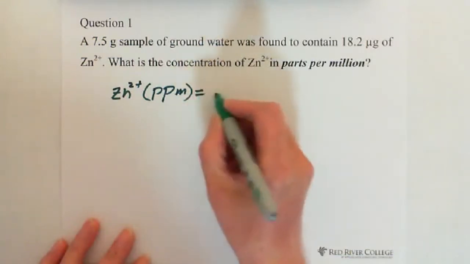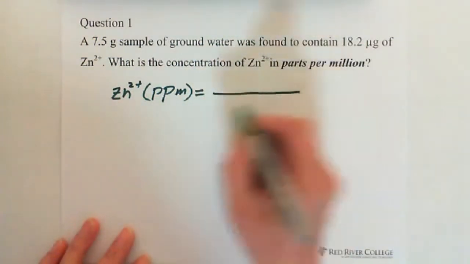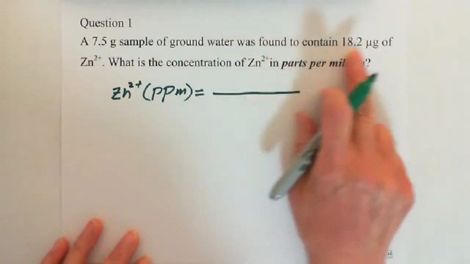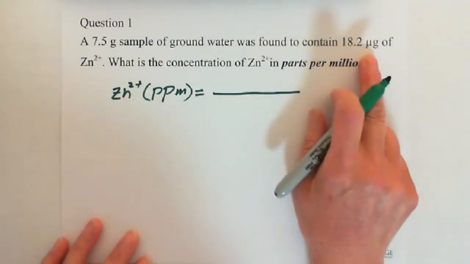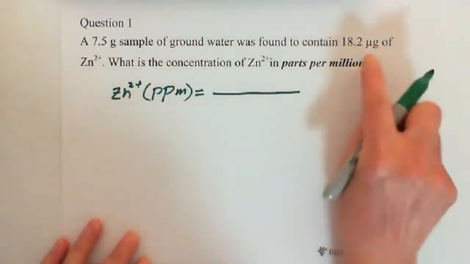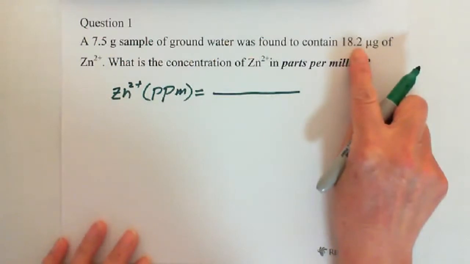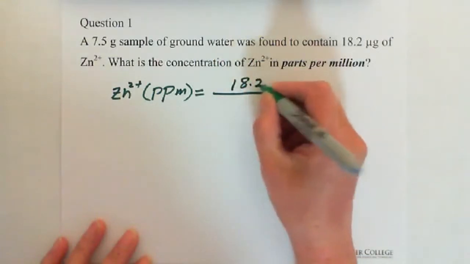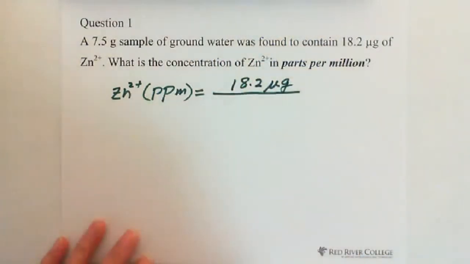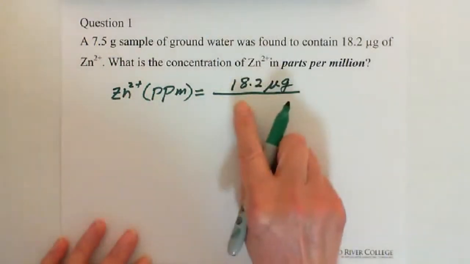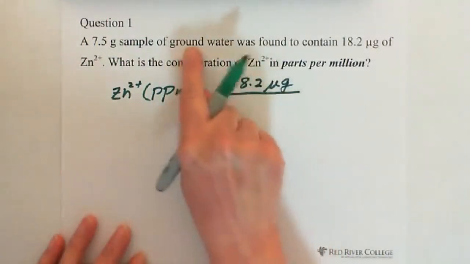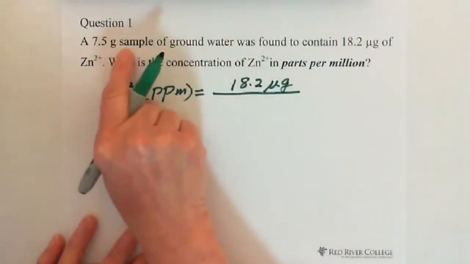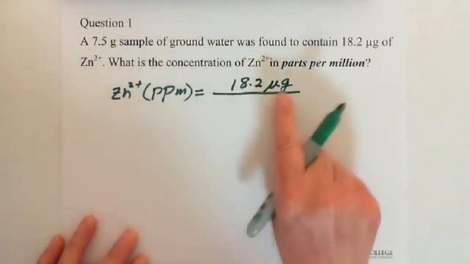can be expressed as equal to the mass of solute, which is contain 18.2 micrograms of zinc ions. So this is the mass of solute, 18.2 micrograms. And the bottom is mass of solution, which is the groundwater, 7.5 grams. This is grams, but this is micrograms.